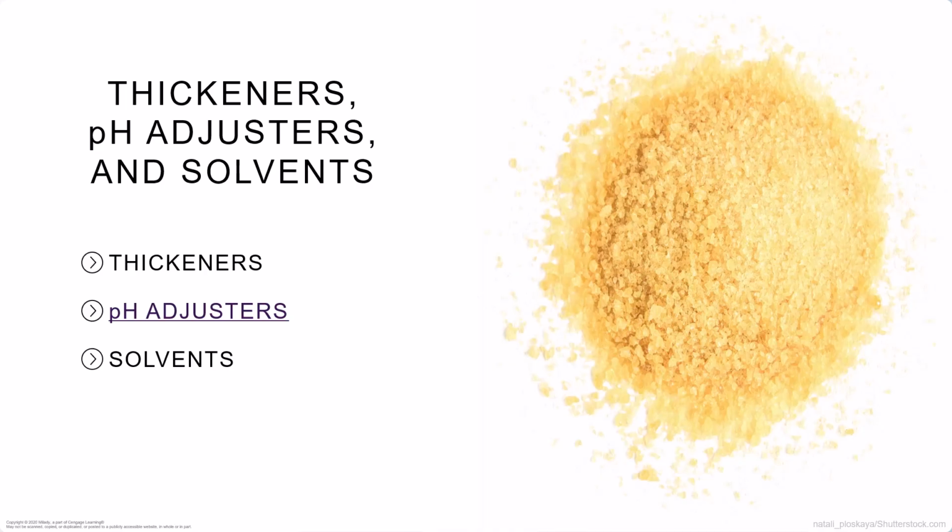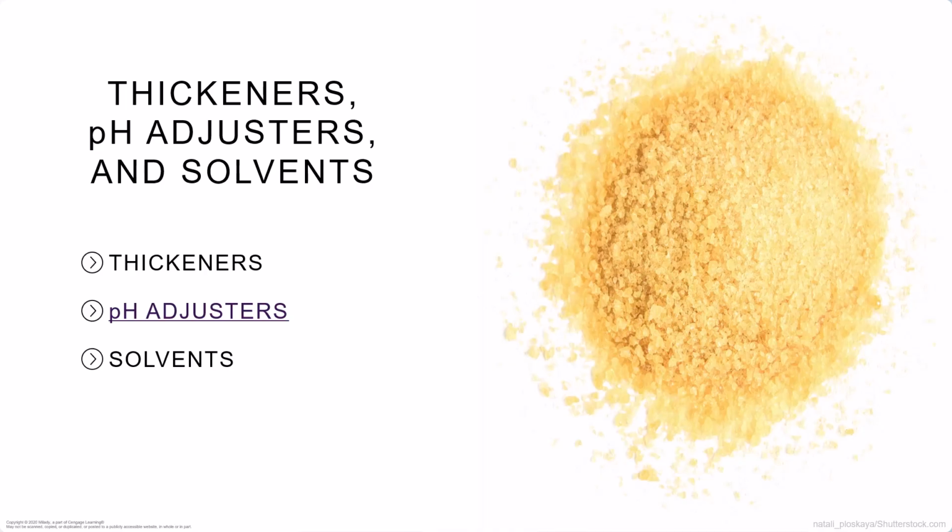Thickeners are considered functional ingredients. So these are added to the products to give it a specific consistency or to also help suspend ingredients that are a little bit harder to mix in a product. And they're derived from various sources like lipids or fats, emulsifiers, polymers, minerals, and other synthetic ingredients.